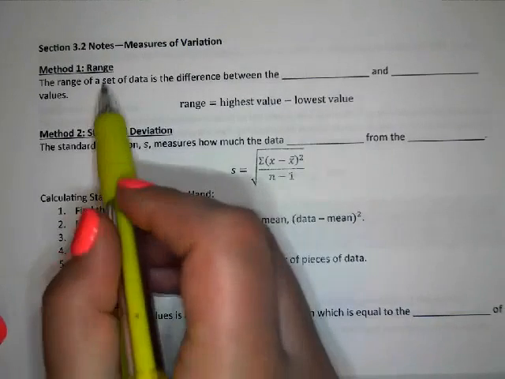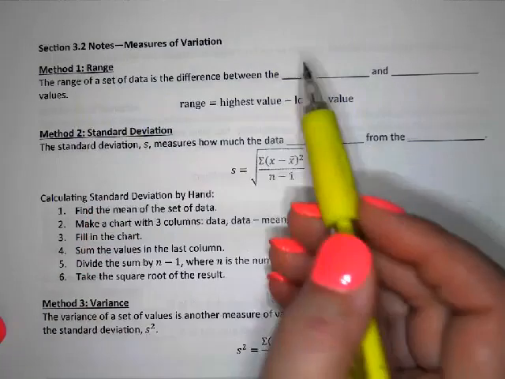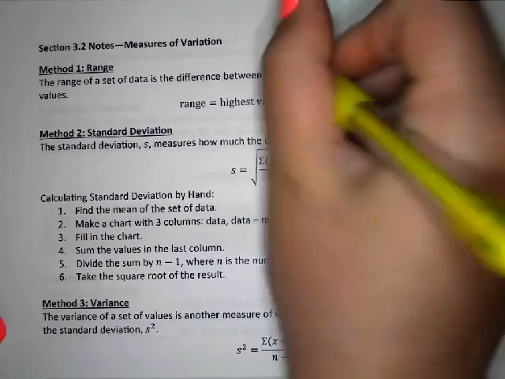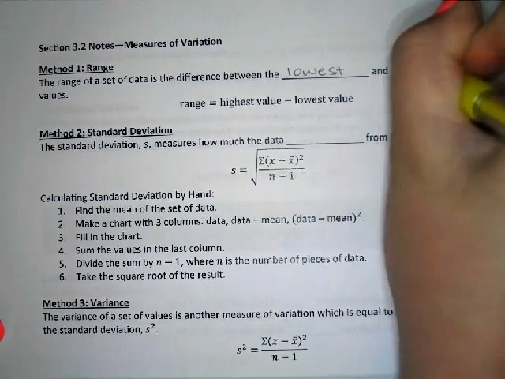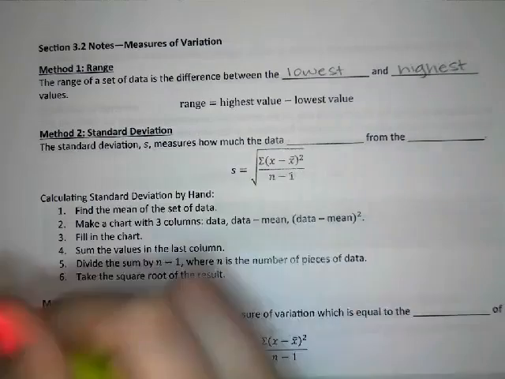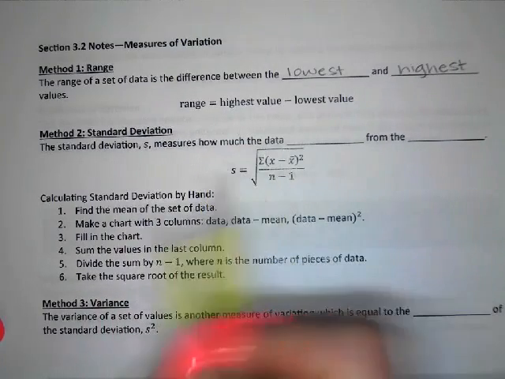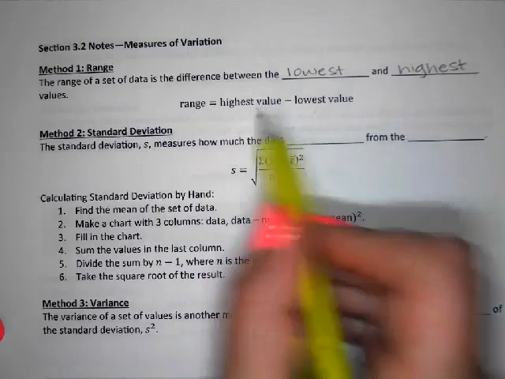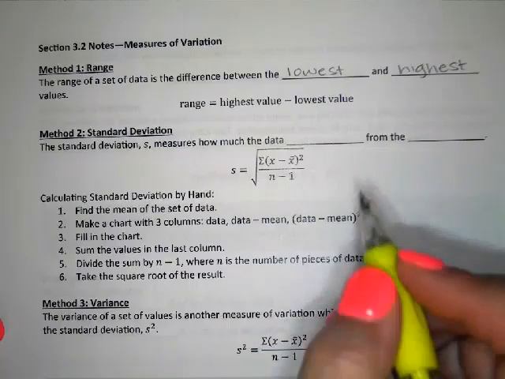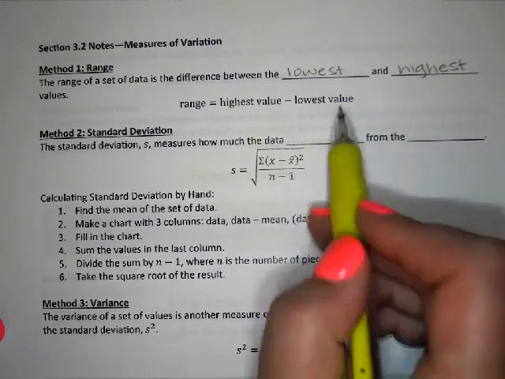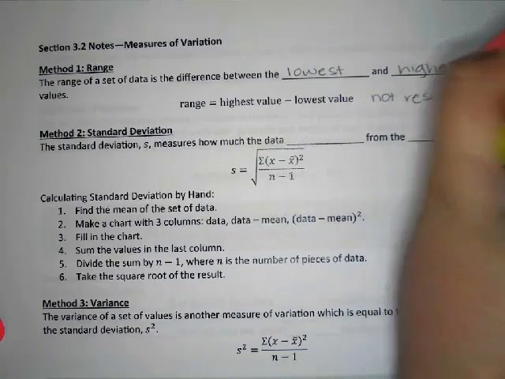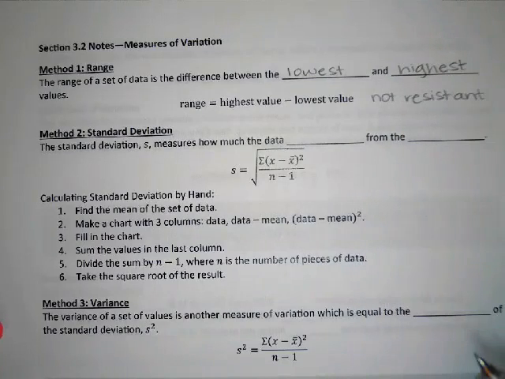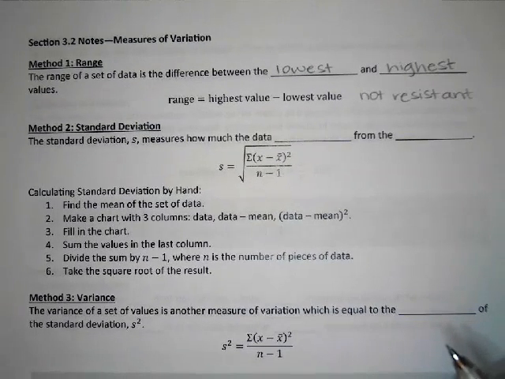First, the range of a set of data can tell you about some of the variation. It's the difference between the lowest and the highest values. So this is a quick computation. You can just look at your data set, find the highest value and the lowest value, and subtract them. But this is really susceptible to outliers. This is not resistant. We learned that term previously. Meaning while you can get this information quickly, it's not necessarily a good measure of variation.